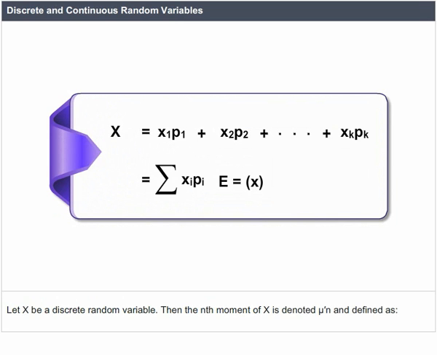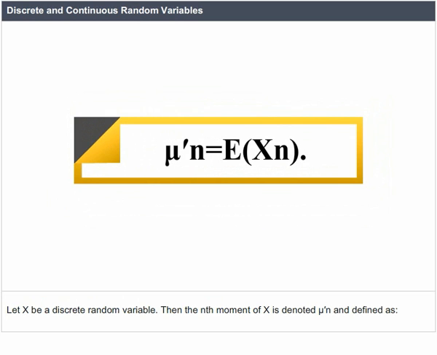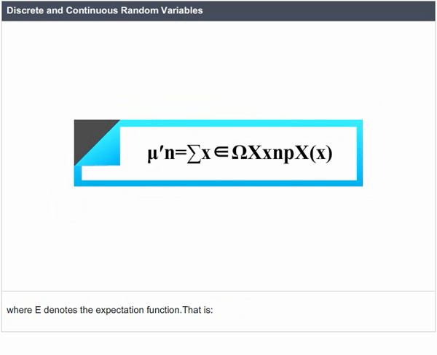Let X be a discrete random variable, then the nth moment of X is denoted by mu dash n and defined as mu dash n is equal to the expectation of X to the power n, where E denotes the expectation function, that is, mu dash n equals the summation over x belonging to the range of X of x to the power n times p of x. Whenever the sum converges absolutely, it can be seen from its definition that the expectation of a discrete random variable is its first moment. Also, see the relation between the variance of a discrete random variable and its second moment.